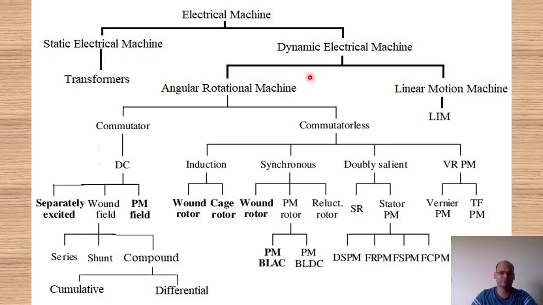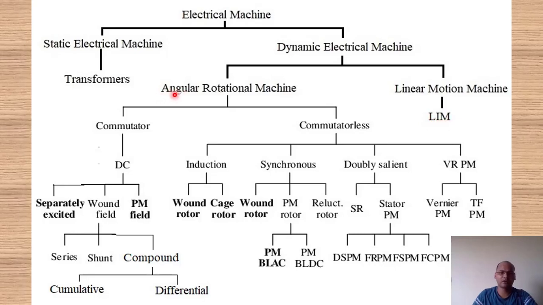dynamic electrical machine. Dynamic electrical machine is further classified into two main categories. First one is angular rotational machine and second one is linear motion machine. The best example of linear motion machine is linear induction motor. The best use of linear induction motor is in bullet trains and automatic transportation belts, which are used in industry.